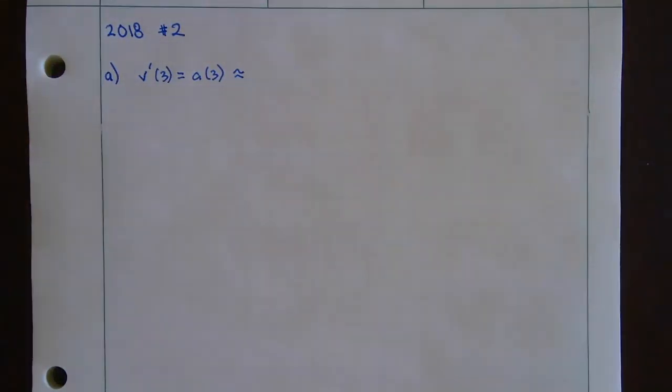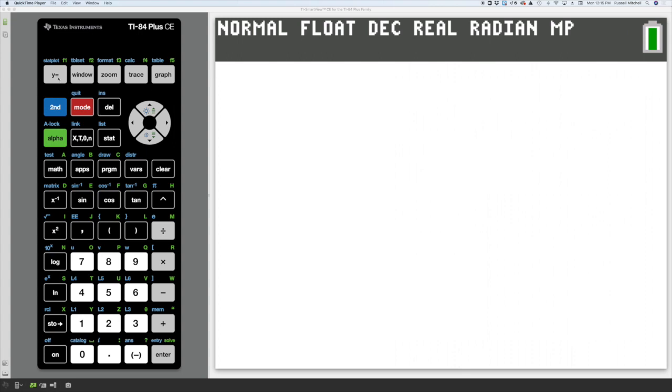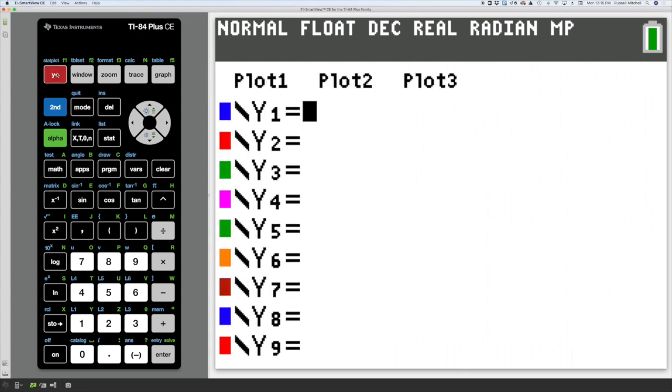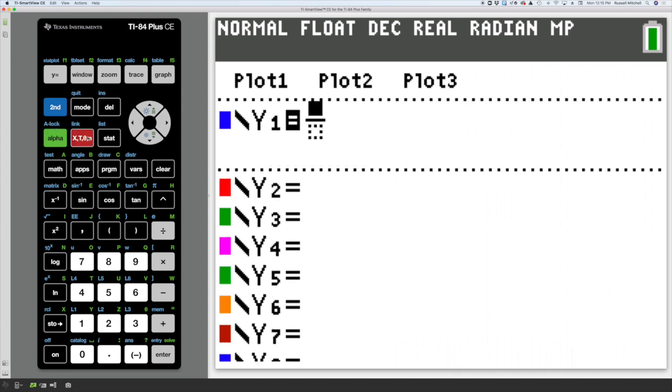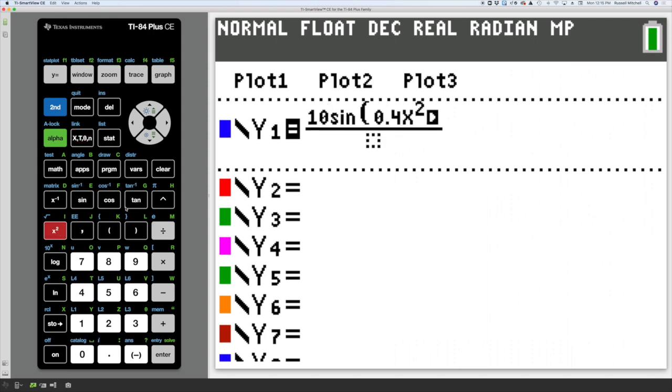Okay, so I'm going to go to my graphing calculator and put this in. So I want to press y equals, and I want to put my velocity function in for y1. Okay, so I want to press alpha x to get the fraction bar, and then 10, and then sine, and then 0.4 t squared, which in this case t will be x, so 0.4 x squared. Then close the parenthesis. And then the denominator is t squared minus t. So x squared minus x, and then plus 3.